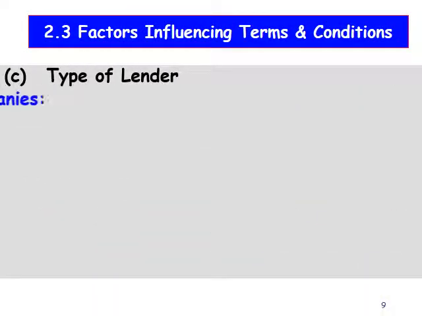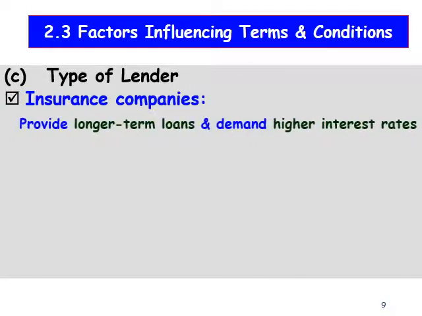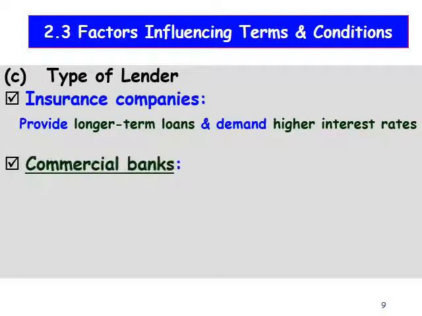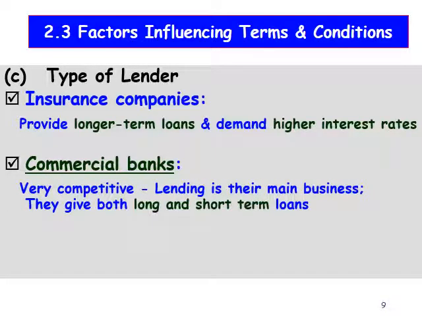Types of lenders. Insurance companies can lend out money. They provide longer term loans and demand a higher interest rate. Commercial banks are very competitive. Lending is their main business. They give both long and short term loans.